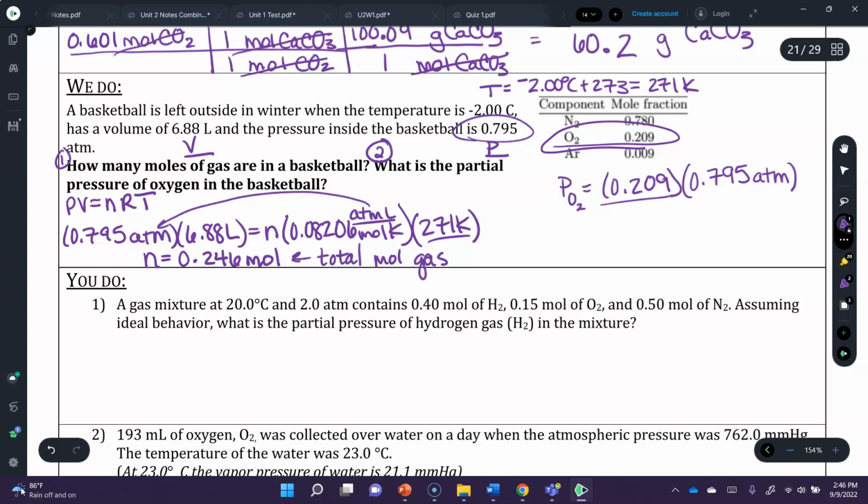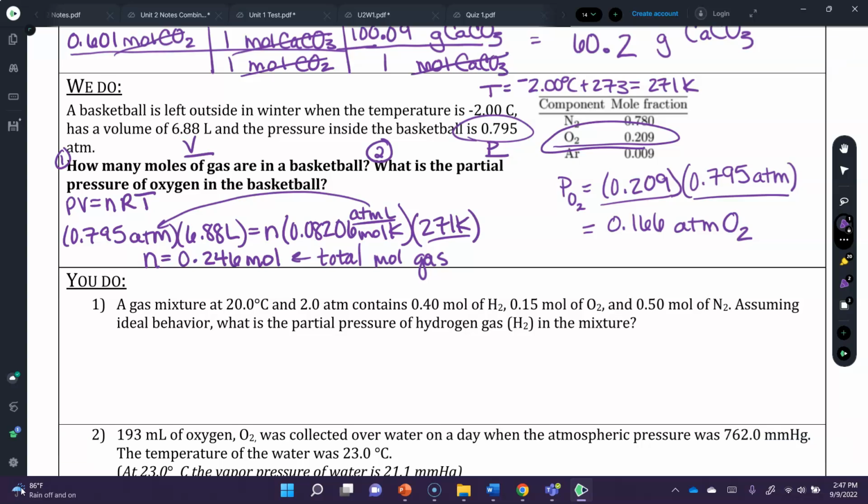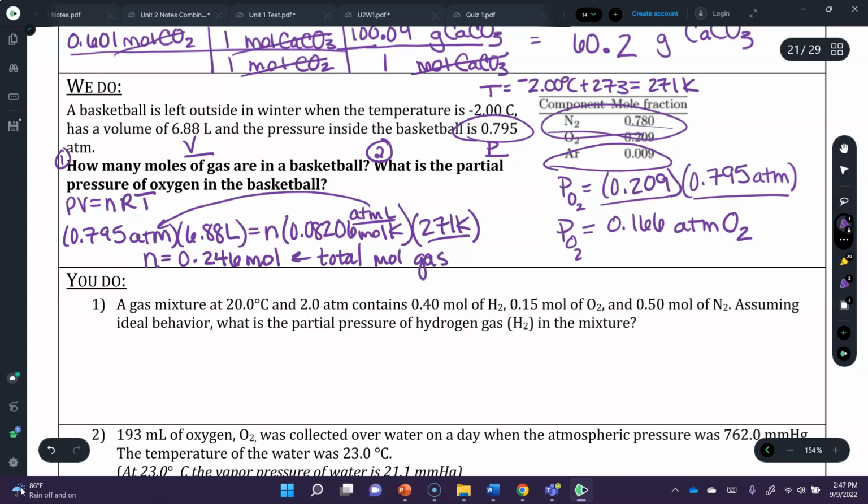So this is part of Dalton's law of partial pressures, and the units are ATM. So the part out of the whole times the whole of the gas pressure, and when you solve that, you should end up with 0.166 atmospheres of oxygen gas. So that is the partial pressure of oxygen. If you wanted to find the partial pressure of nitrogen or of argon, you would do the same thing. You would just use their own mole fractions.